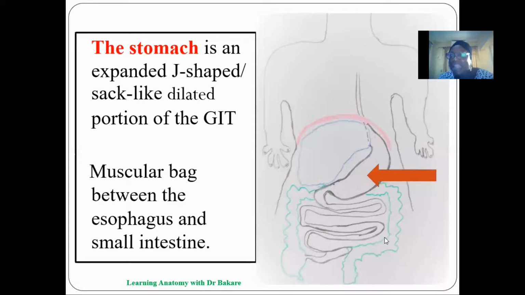It is a sac-like and expanded region of the GI tract. This is a muscular bag that is seen between the esophagus, as we have initially described, and also the small intestine. But the specific region of the small intestine is the duodenum, because the duodenum is the initial segment of the small intestine. So you see it between the esophagus and the duodenum.